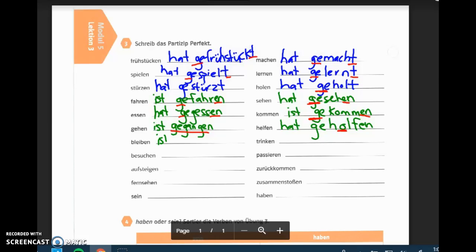Bleiben is ist geblieben. Now, in this one, you want to be really careful because the I and the E have switched positions. So watch that. Trinken changes to hat getrunken.